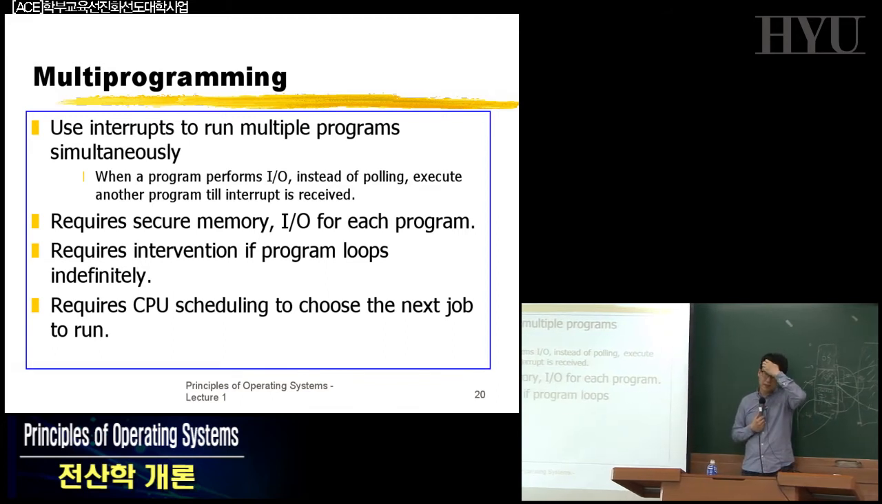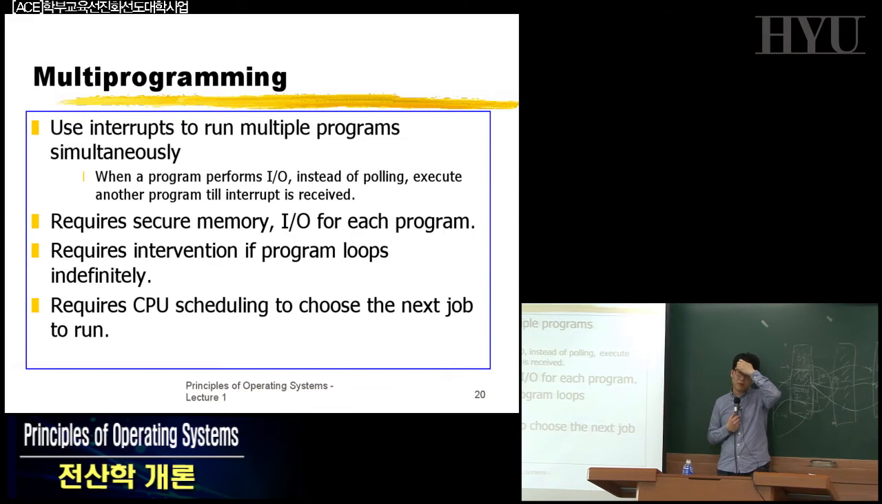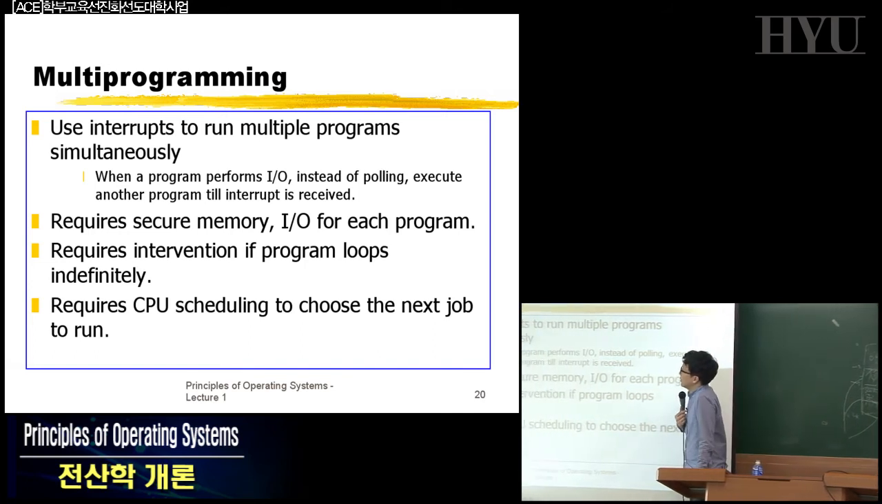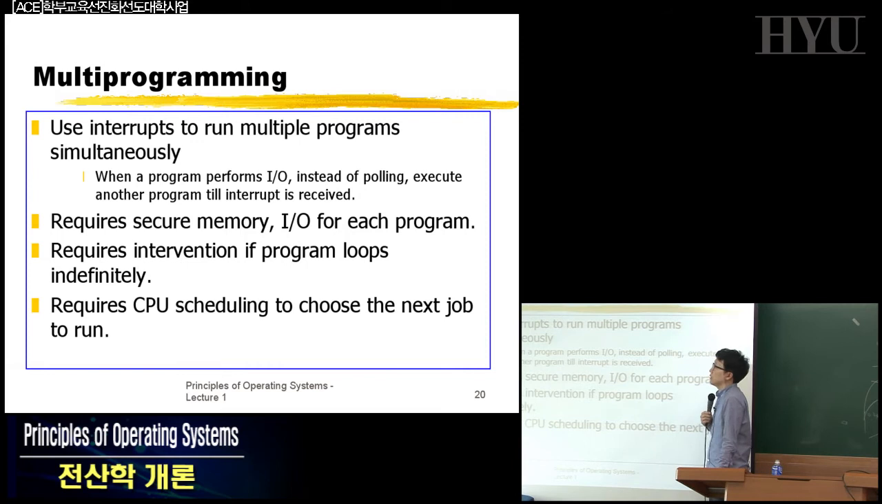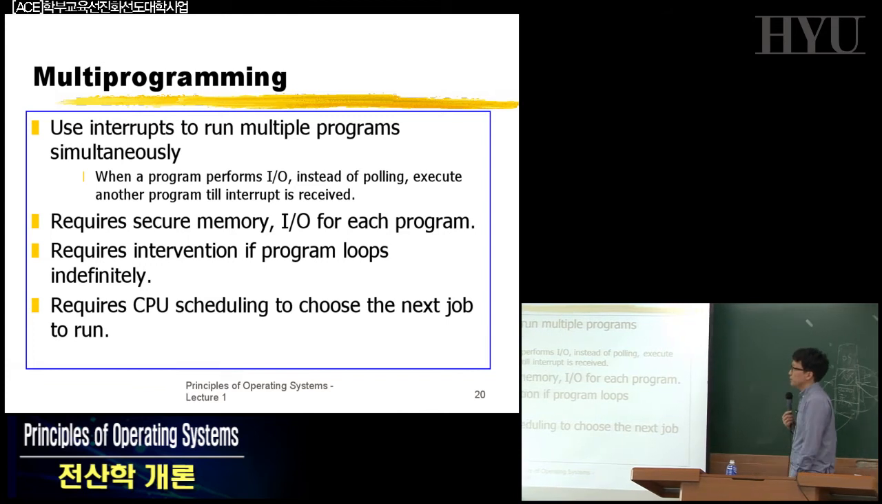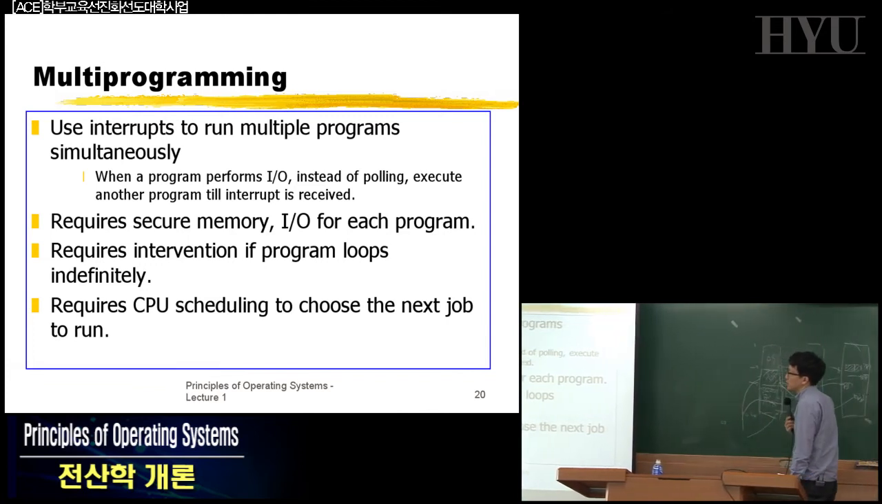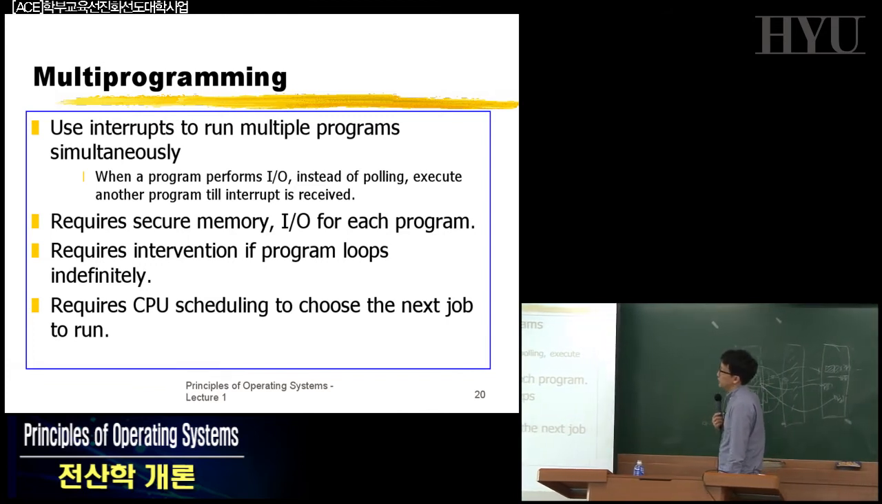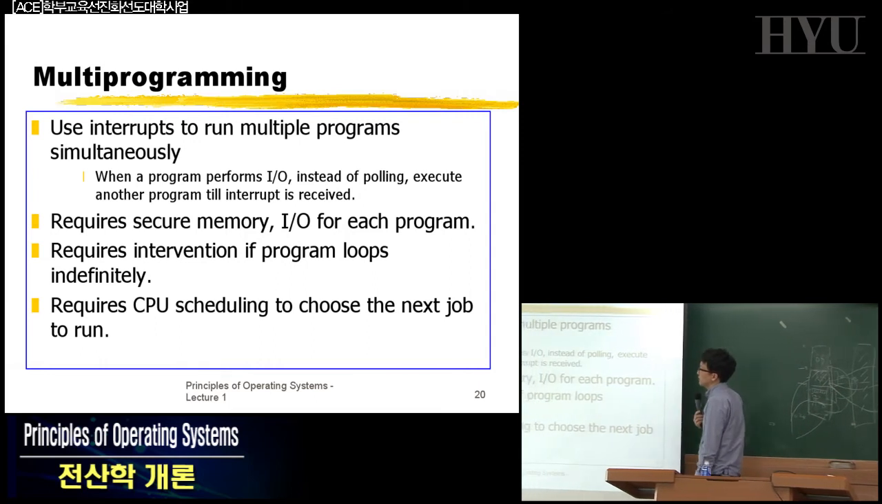Multi-programming means, like we discussed, many programs stays in the memory at the same time. That's a multi-programming environment. That's what we have now. So use something called interrupt to run multiple programs simultaneously. Simultaneously means it looks like working at the same time. When a program performs I/O, instead of polling, execute another program till interrupt is received.